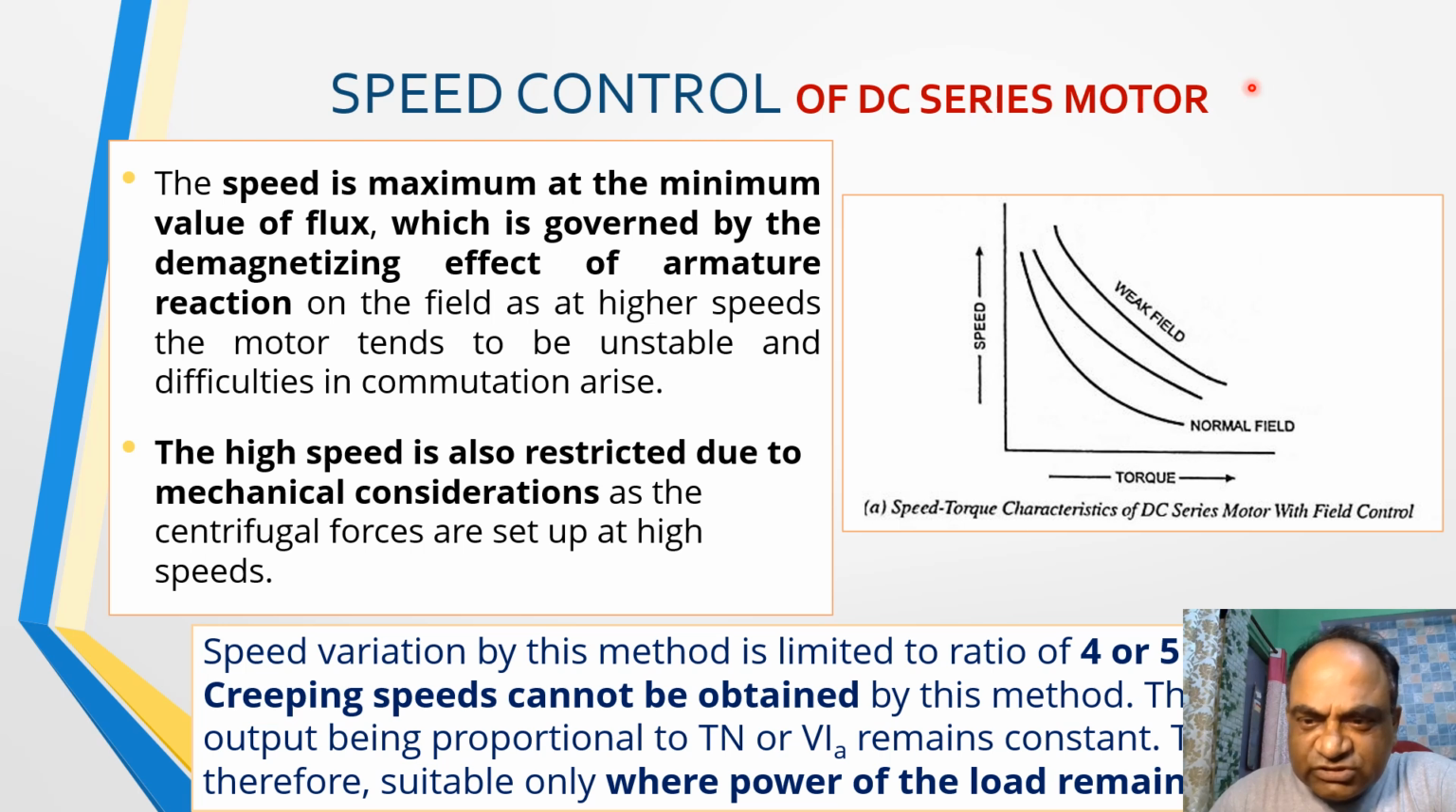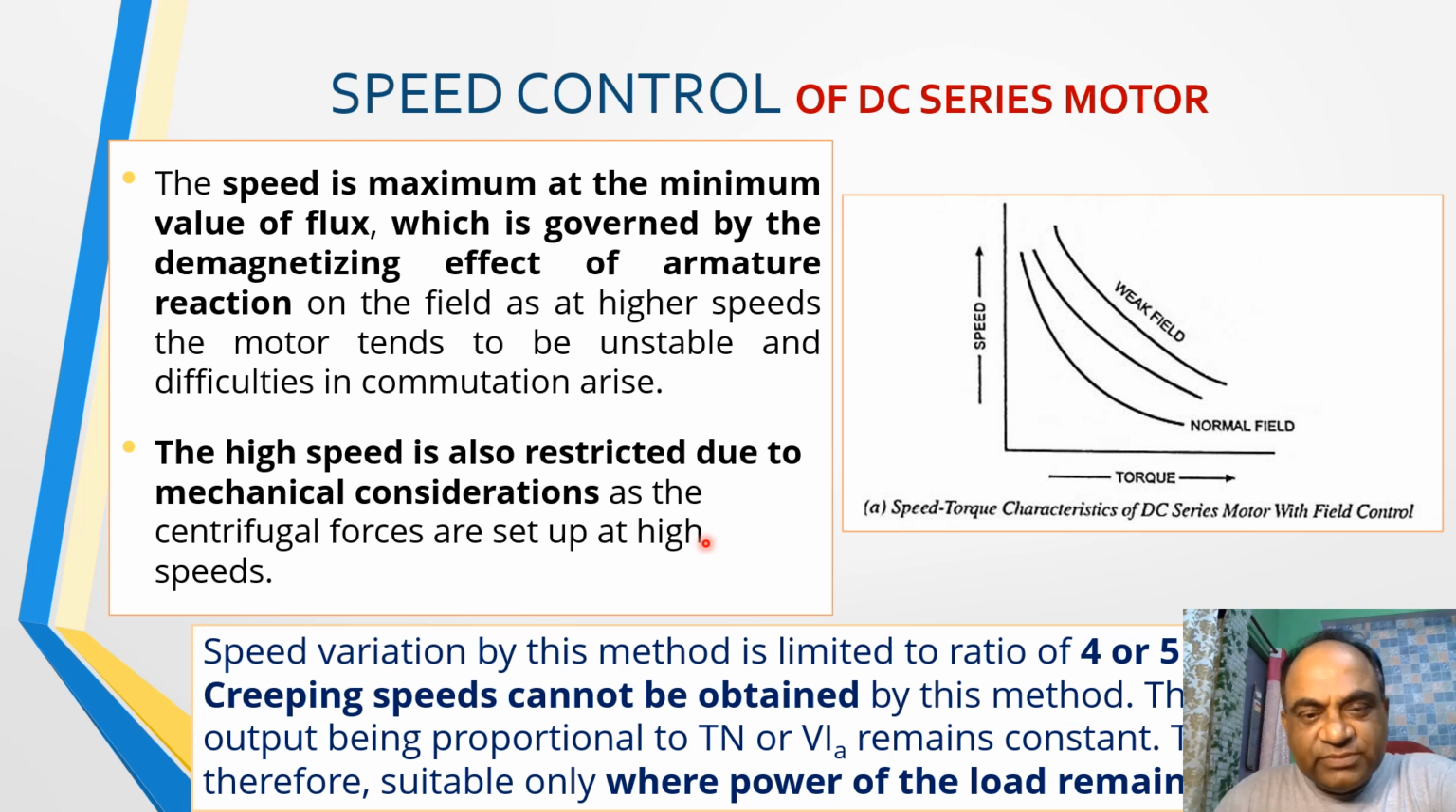Speed control of the DC series motor continues here also. The speed is maximum at the minimum value of the flux, which is governed by the magnetizing effect of the armature reaction on the field as well. At higher speeds the motor tends to be unstable and difficulties in commutation arise. The high speed is also restricted due to mechanical considerations as centrifugal forces are set up at high speeds.